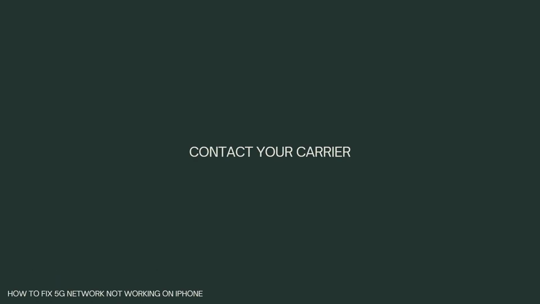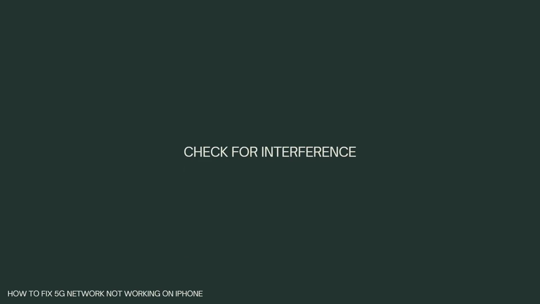Contact your carrier. If you've tried all the previous steps and are still experiencing issues, it is a good idea to contact your mobile carrier customer support. They might be able to provide specific assistance based on their network setup. Check for interference. Some electronic devices or materials can interfere with 5G signals. Make sure you are not in an area with heavy interference and avoid placing your phone near devices that might cause interference.